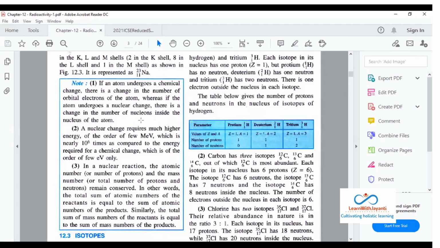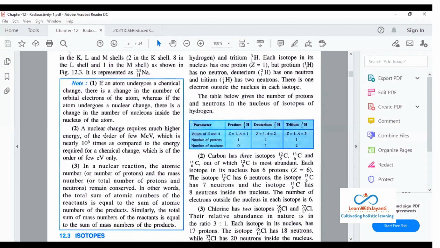Okay, now what happens in a nuclear change? A nuclear change requires much higher energy, of the order of a few... what is this? Megavolt? No, no. Anyone? Mega electron volt. Yes, that's right. EV means electron volt, so it will be mega electron volt.